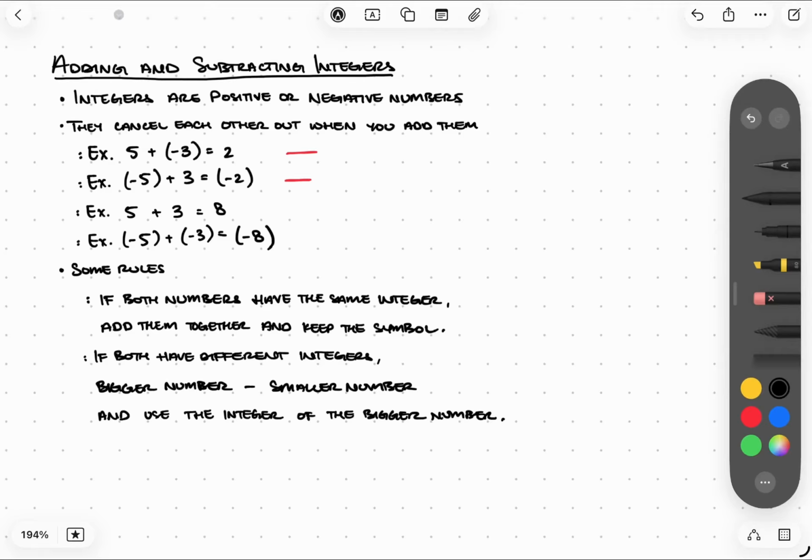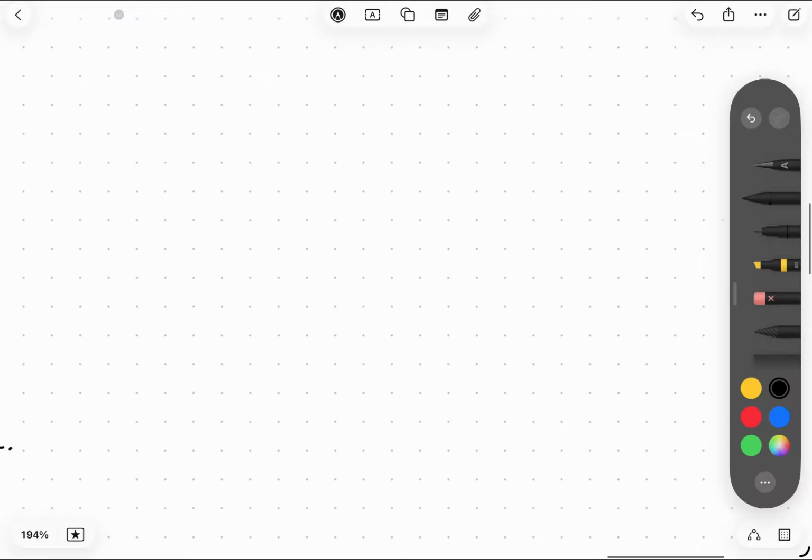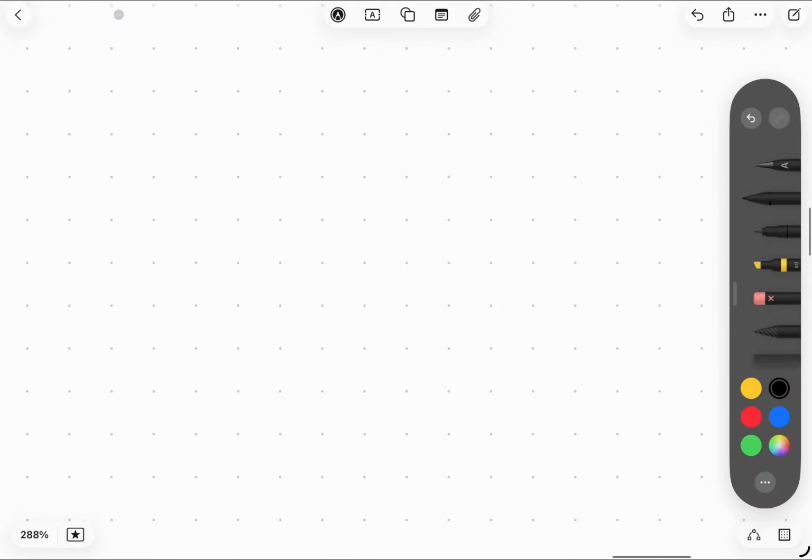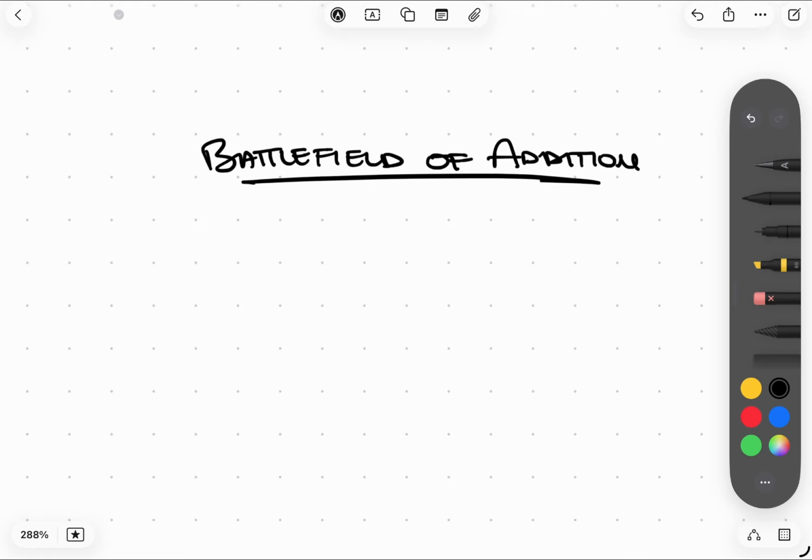So for the example, this is something you could add into your notes or just view this and keep this in your minds and in your hearts. So the way that we could see this is kind of like a battlefield. And so let's say that there is this battlefield of addition. Now, let's say in this battlefield you have an army, and you have the positive army, and you have the negative army.